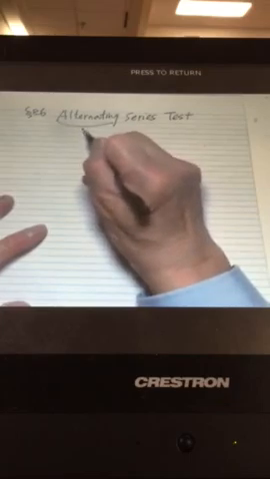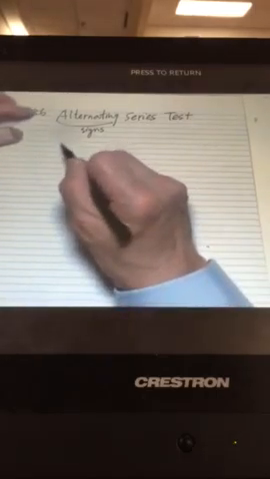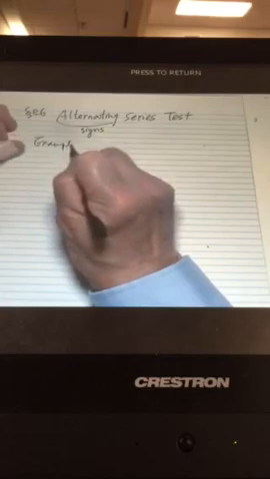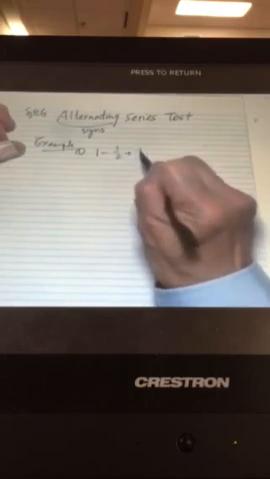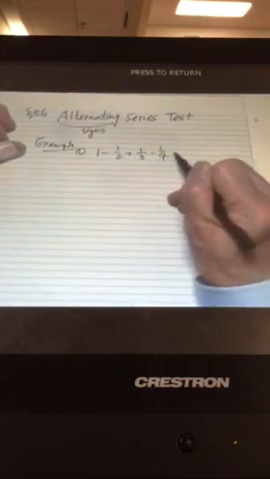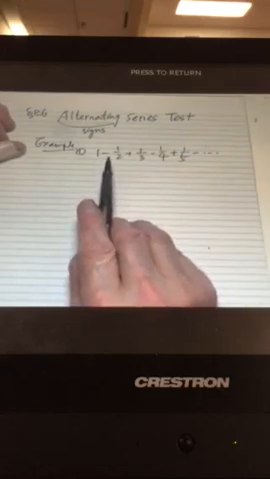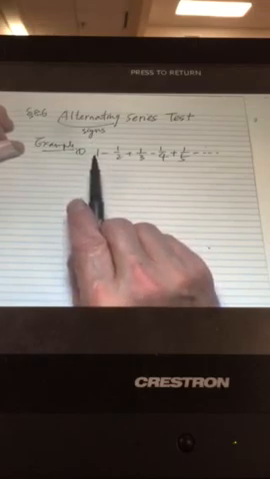Alternating signs. Signs means positive, negative, okay? So it says that for itself. So a series, for example, what is an alternating series? Well, 1 minus 1 half plus 1 third minus a quarter, and so on. This means the sum, maybe positive or negative, is alternating.